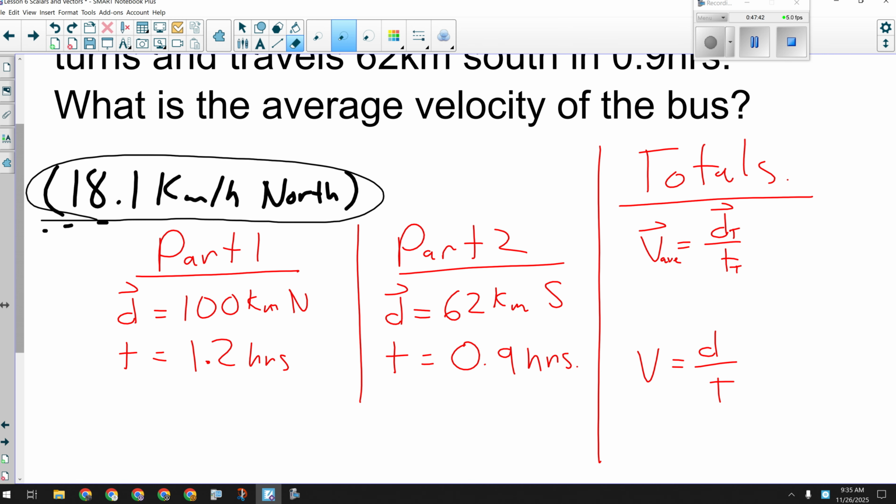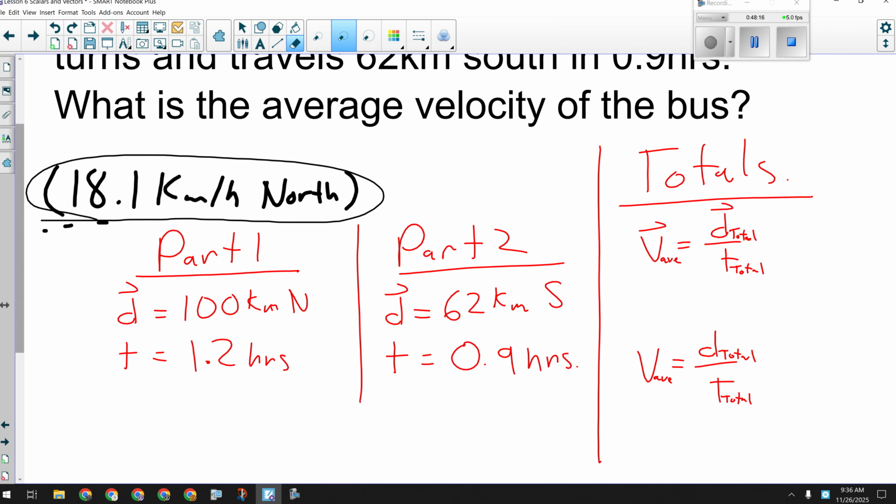Okay. The same is true for the speed formula. Average speed is total distance divided by total time. Let's do the speed, but actually it wants the average velocity of the bus, so let's do that.